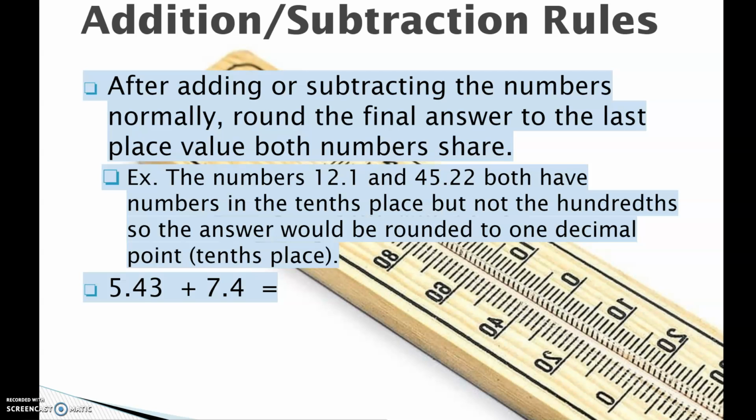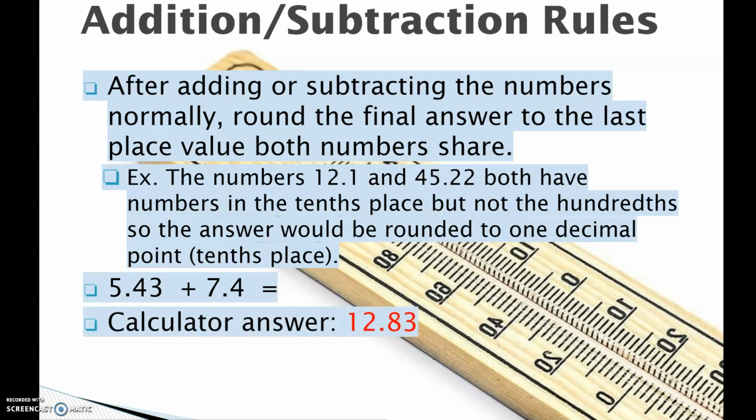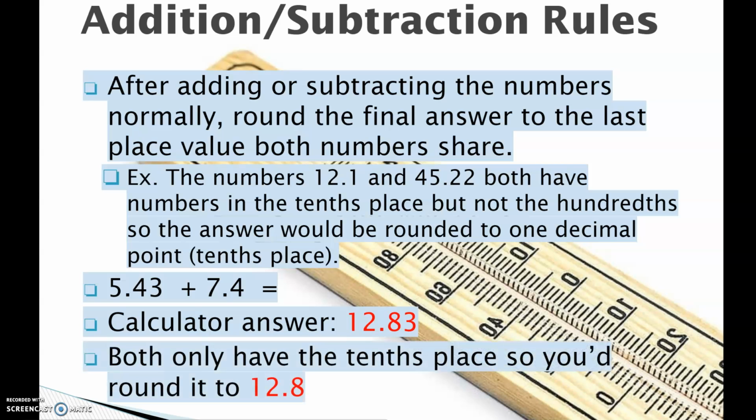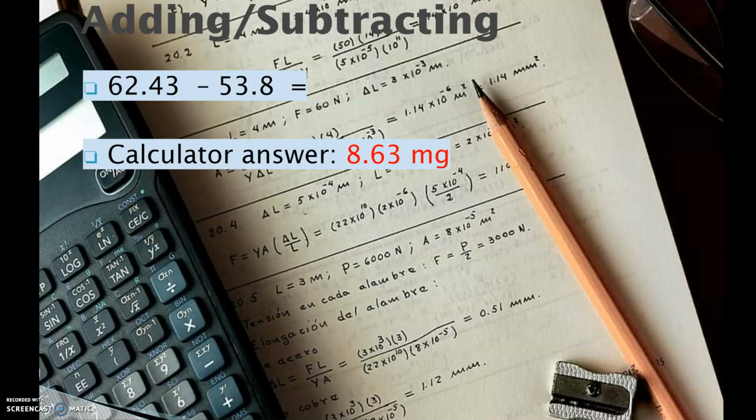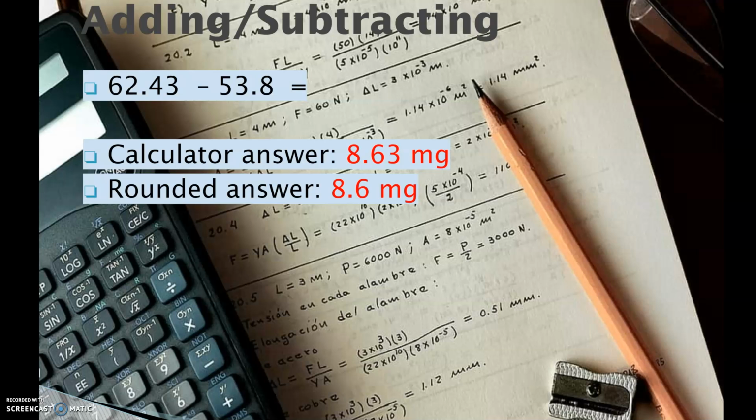Here's an example. 5.43 plus 7.4. Your calculator answer is 12.83. However, both quantities have only the tenths place, so you have to round that calculator answer to 12.8. Here's another example, 62.43 minus 53.8. The calculator answer is 8.63 milligrams. Our rounded answer becomes 8.6.